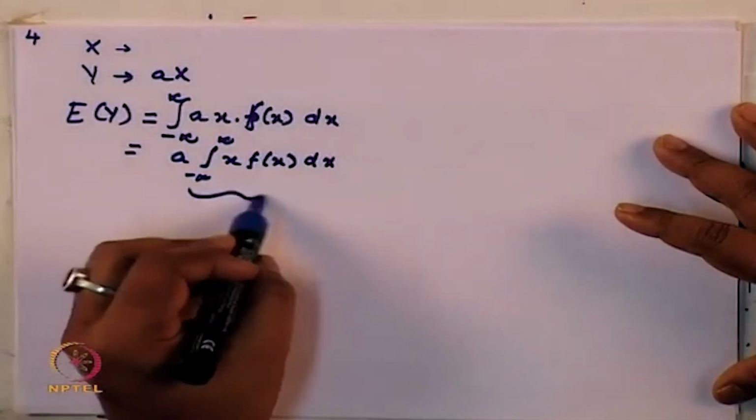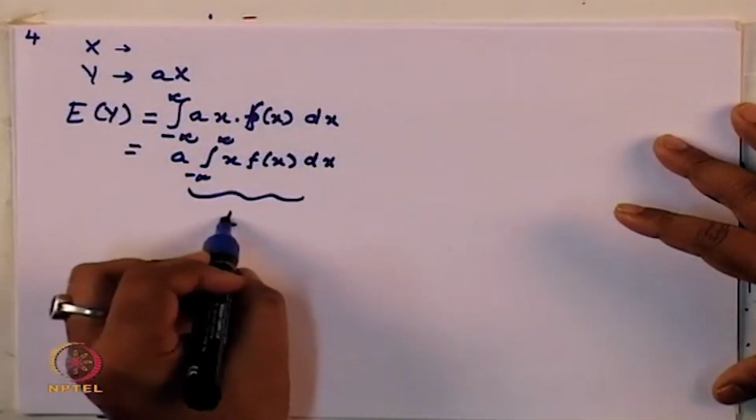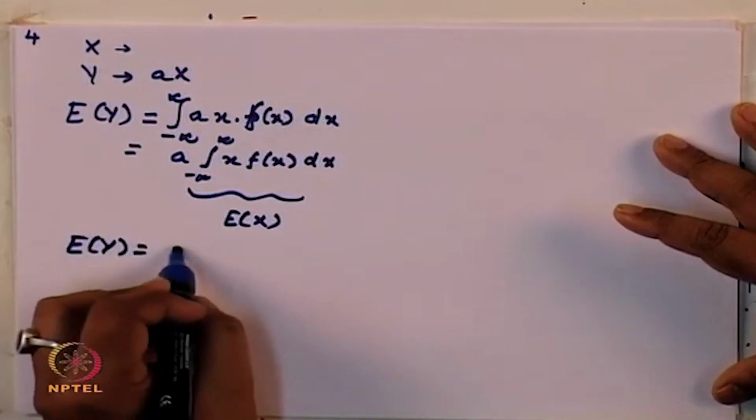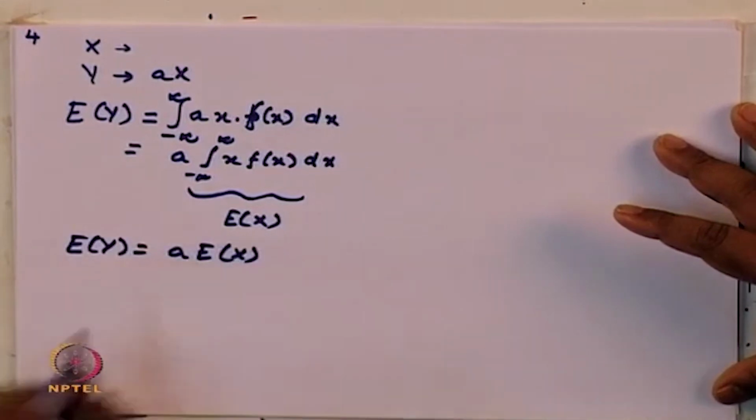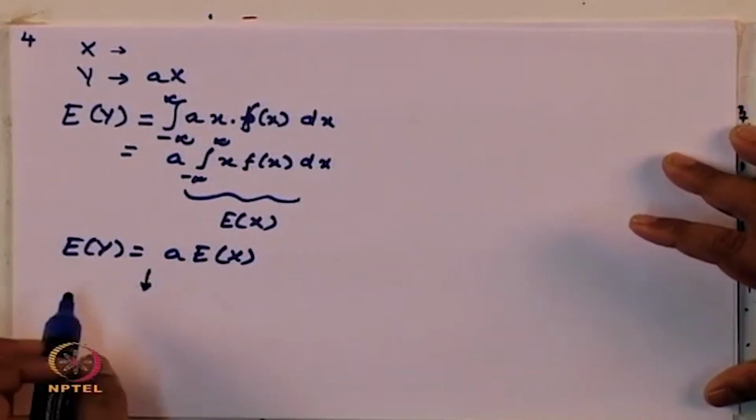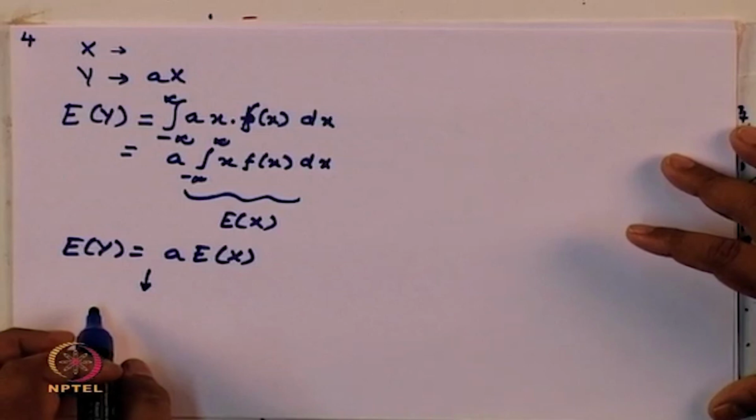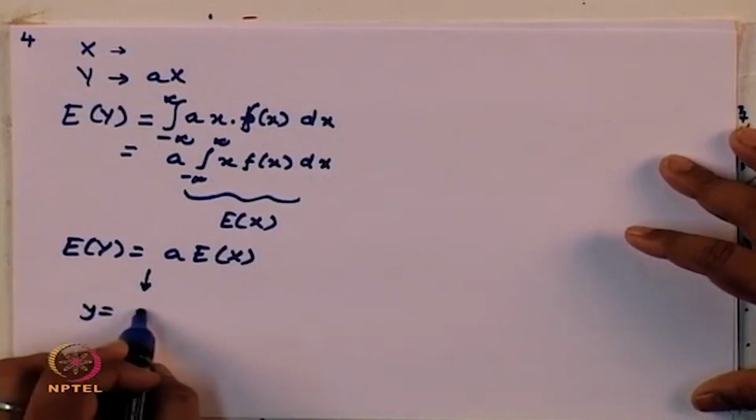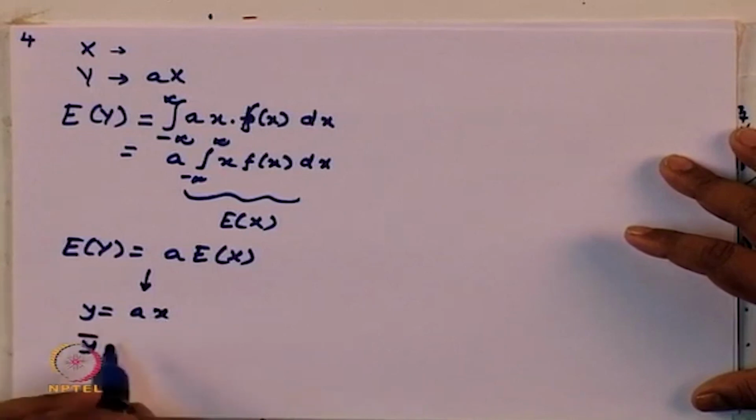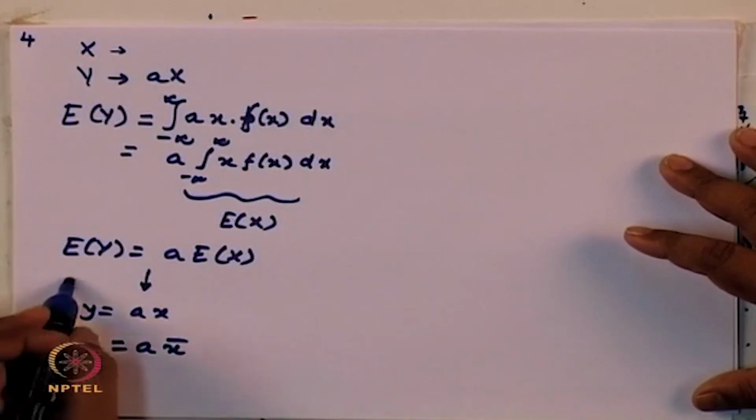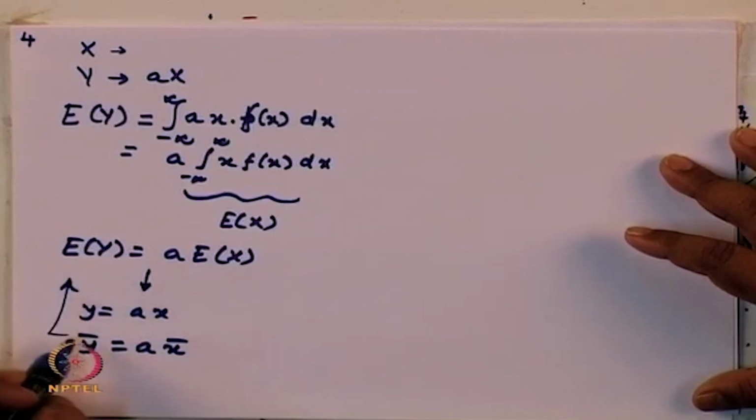Okay, now what is this? This is nothing but the expectation of x. So I will have E[y] is a E[x]. So you remember from long back we had done this basic transformation. If you define y is equal to a x, then y bar is equal to a x bar, and this is exactly the same equation, because expectation of y is simply y bar.